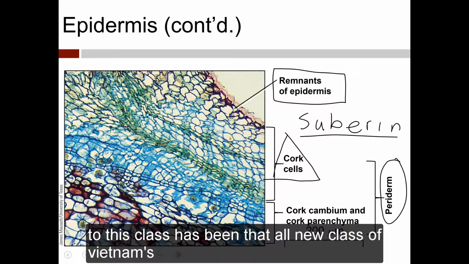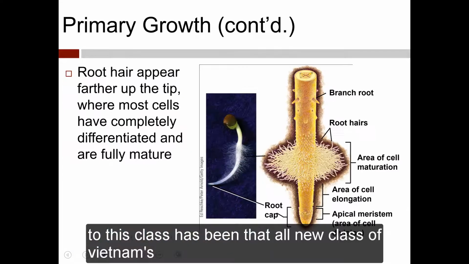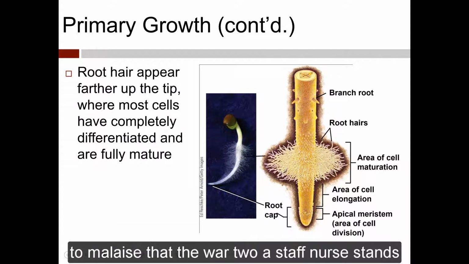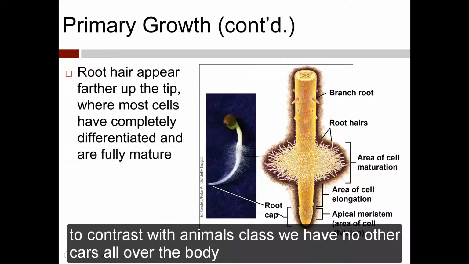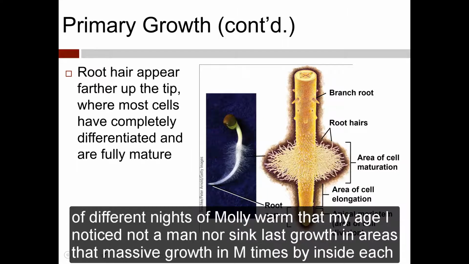So that has been the overview of the epidermis. Now let's continue on to plant meristems. As plant cells grow, they grow in very specific areas. To contrast, we as animals have growth that occurs all over the body, but at different rates. I don't know how old you all are, but at my age, I am noticing growth in areas where I've not seen growth in times prior.